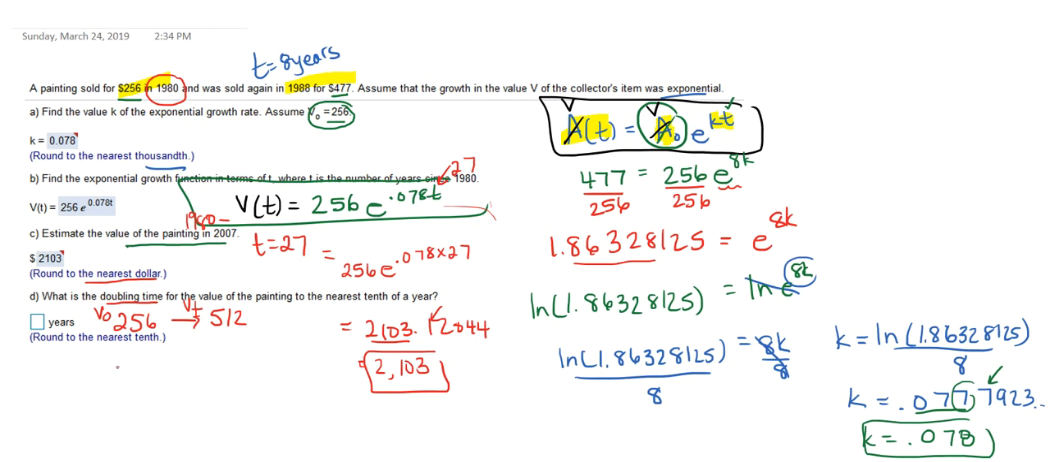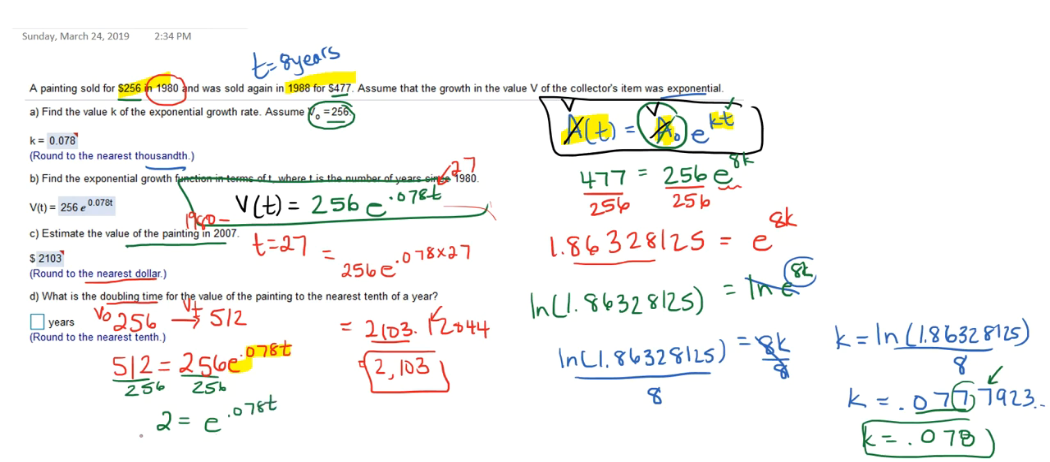So the equation looks like this. The new amount goes on the left, 512 equals 256e to the 0.078t. Since we're solving for this exponent, we do need to isolate the e again. So we're going to divide both sides by 256. And 512 divided by 256 is 2. So 2 equals e to the 0.078t.